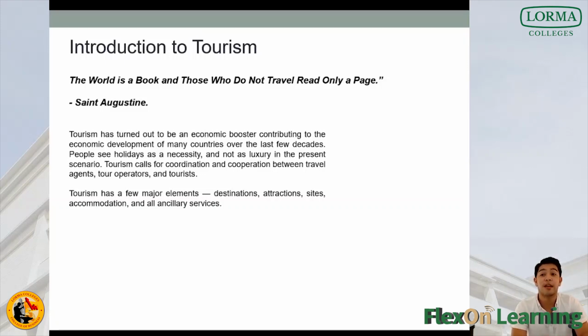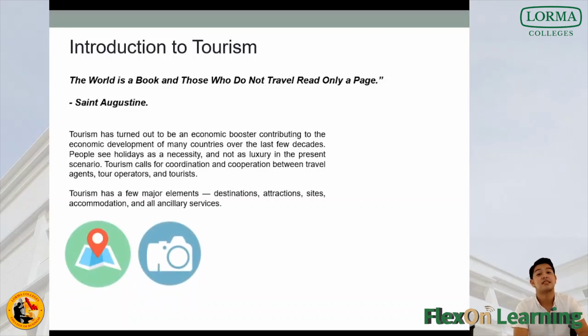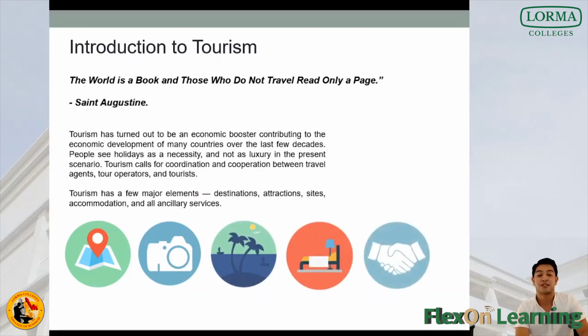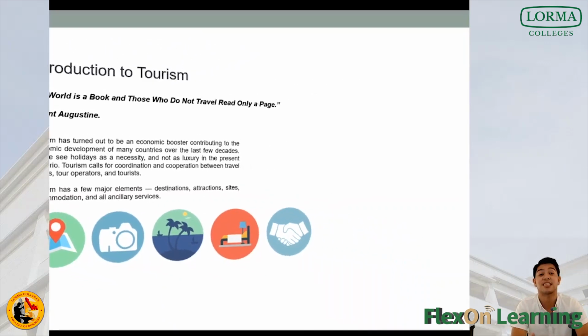Tourism has a few major elements. First will be the destinations, attractions, sites, accommodation, and all ancillary services. Ancillary services is used to refer to a variety of operations beyond generation and transmission that are required to maintain grid stability and security. This service generally includes frequency control, spinning reserves, and operating services.